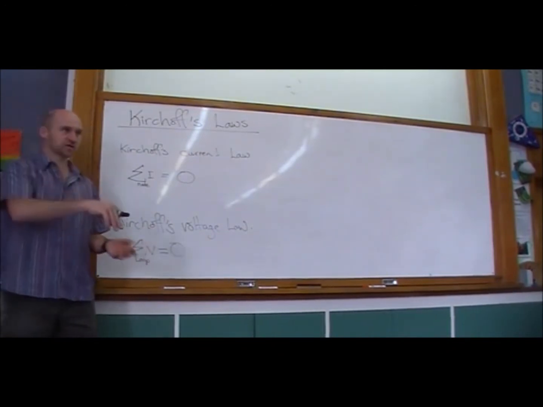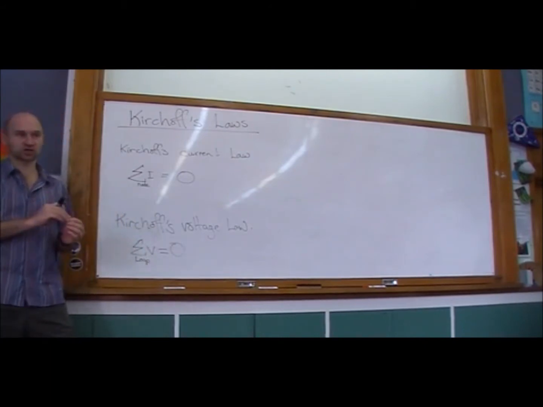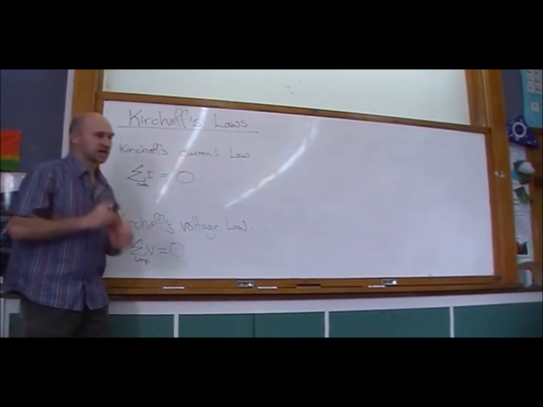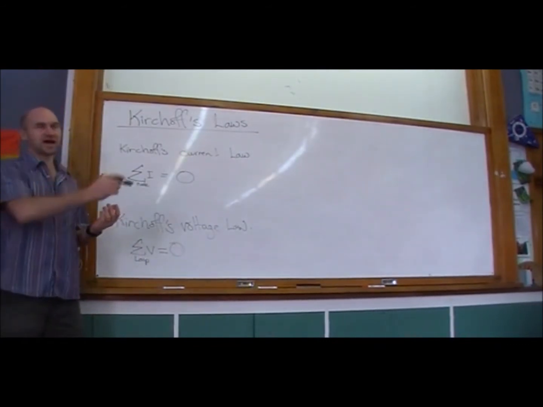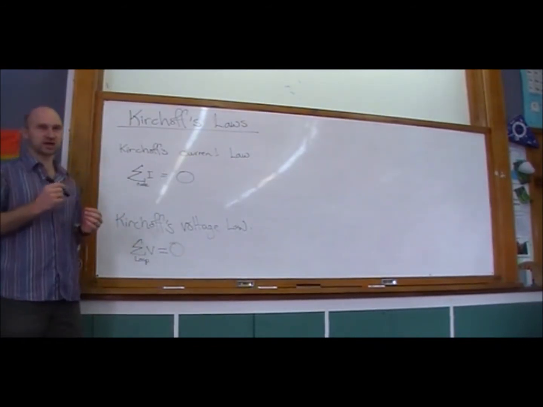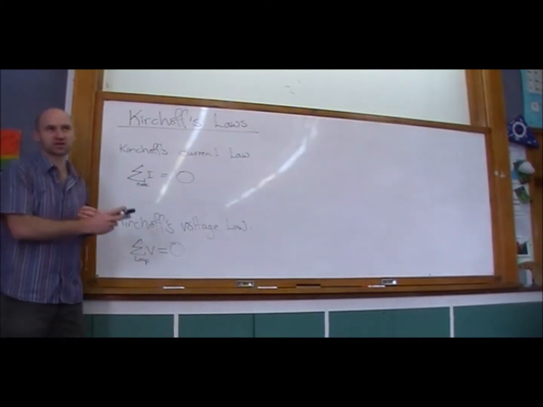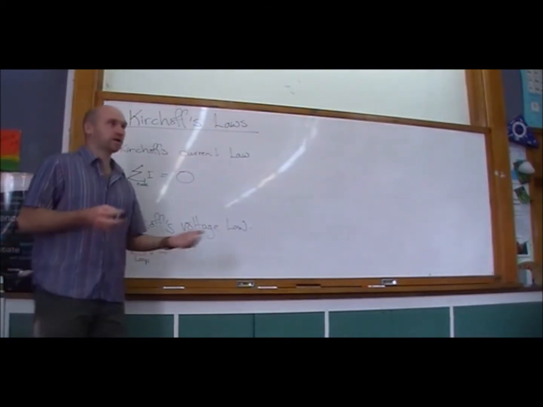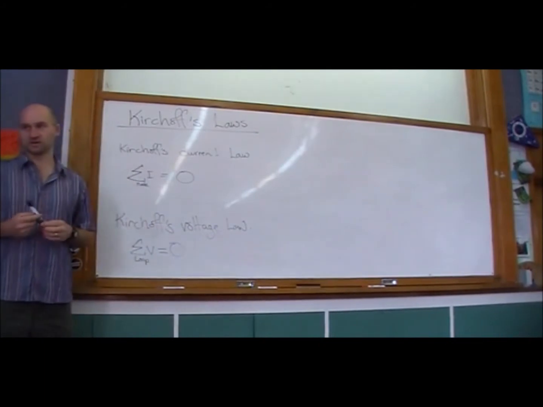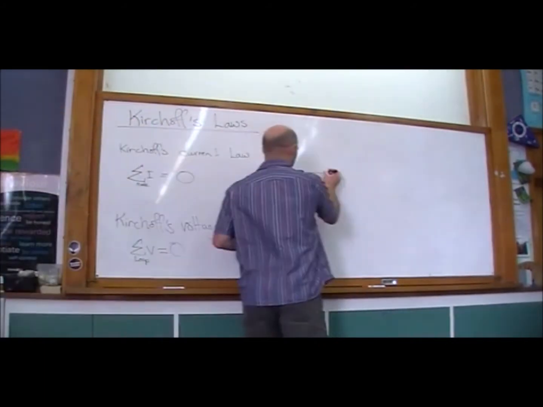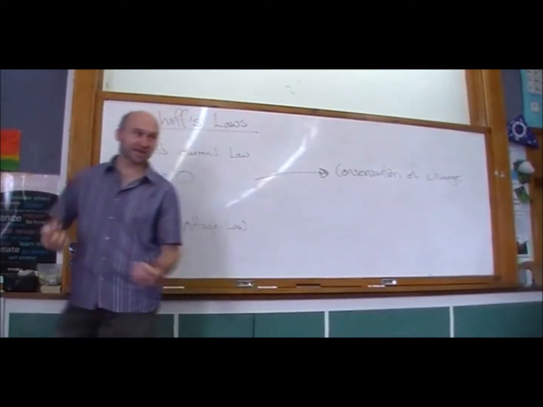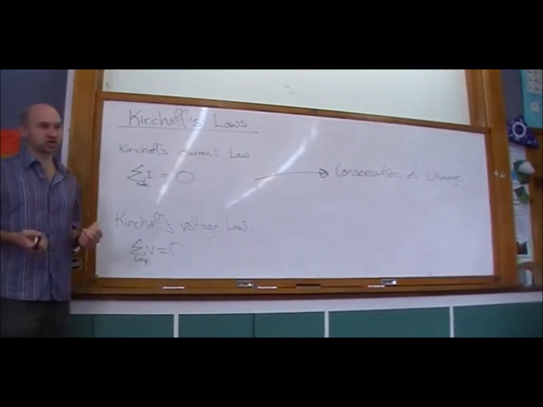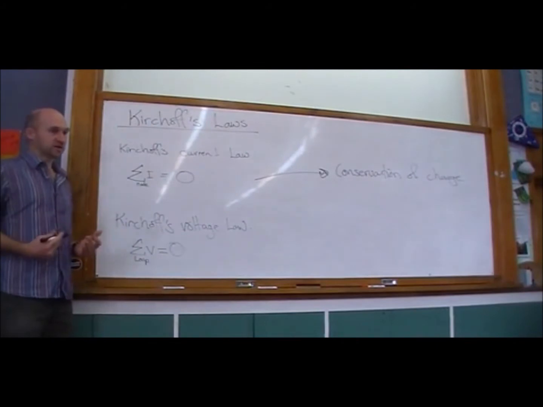We can't create charge, we can't destroy charge. So if charge flows into a node, like a junction in a circuit, then the same amount of charge has to flow out. It's kind of like counting cars as they go past an intersection. If 5 cars go into an intersection, 2 go one way, 3 must go the other way. So it just comes from conservation of charge. It's just telling us that current into a junction must equal the current out of a junction.